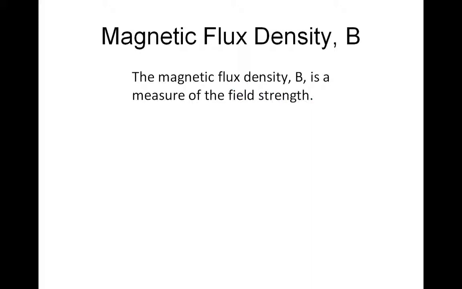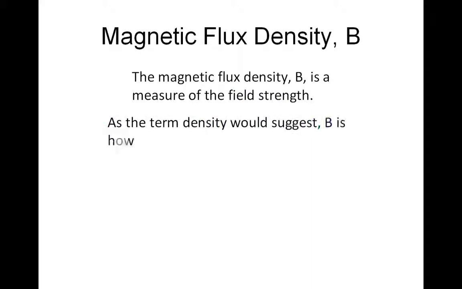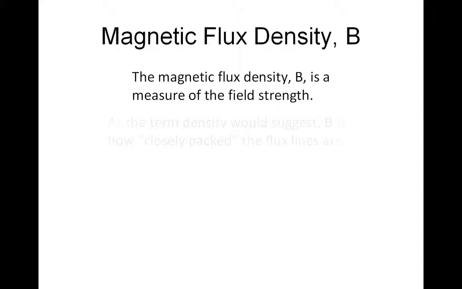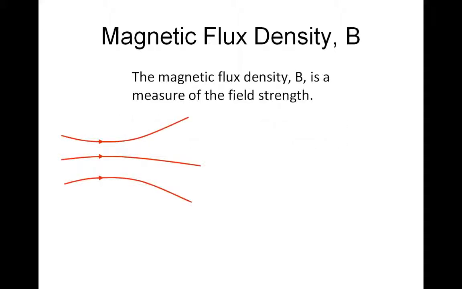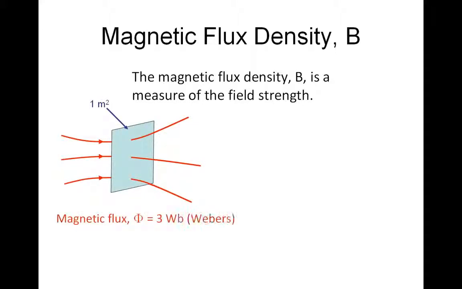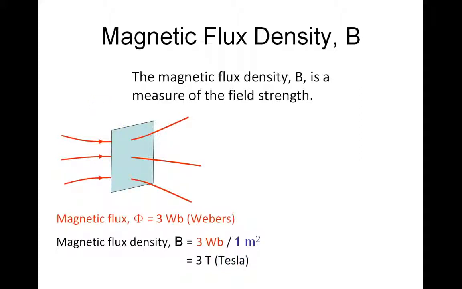Looking at the flux density, this is, if you like, field strength, and as the term suggests, B is how closely packed the flux lines are. Here we've got 3 flux lines travelling through an area of 1 metre squared. So we have magnetic flux of 3 Weber, 3 field lines. And the flux density is the magnetic flux divided by the area. That gives us 3 Tesla.